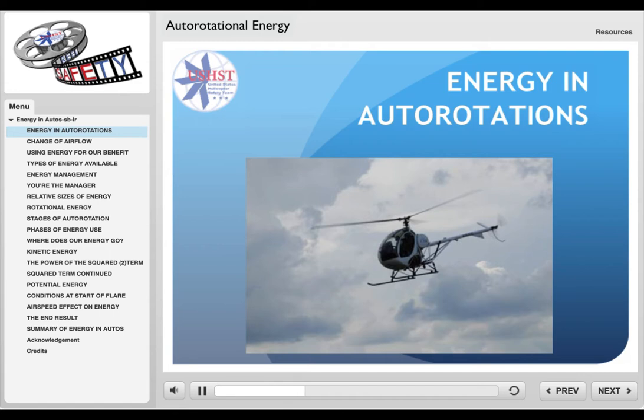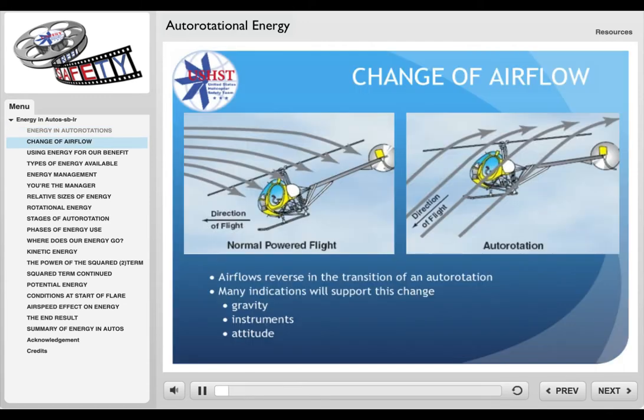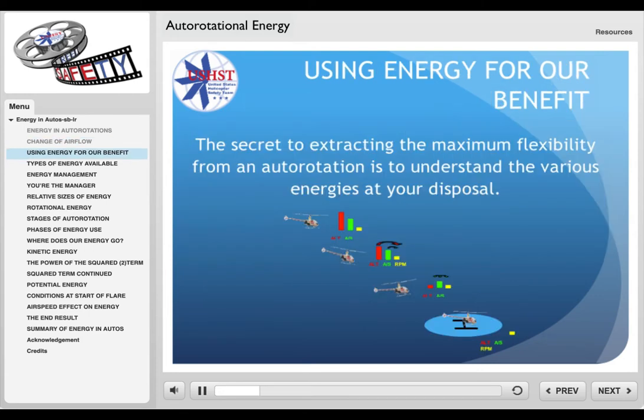Welcome to the United States Helicopter Safety Team's presentation on energy and autorotations. This slide demonstrates the airflow during normal powered flight versus the airflow during autorotation. Using energy for our benefit.